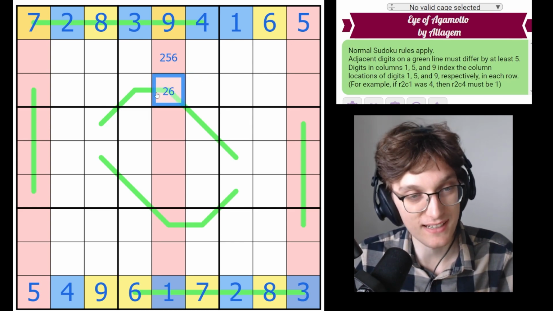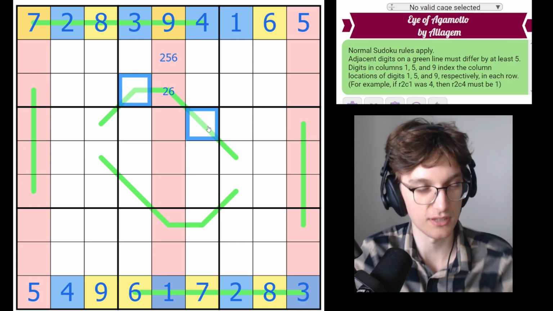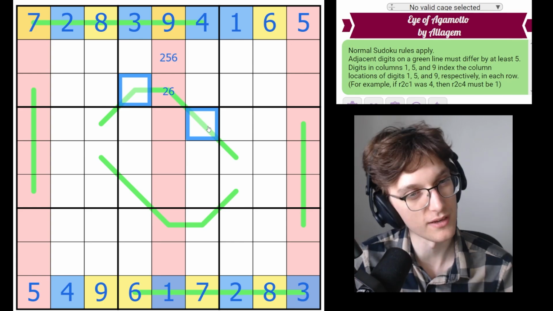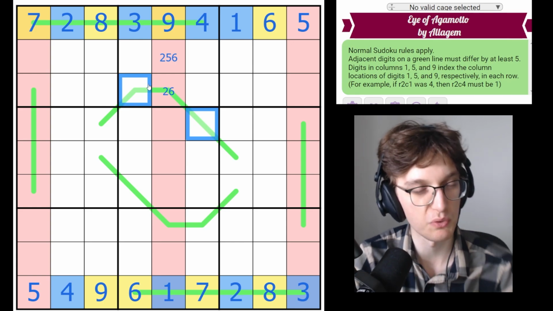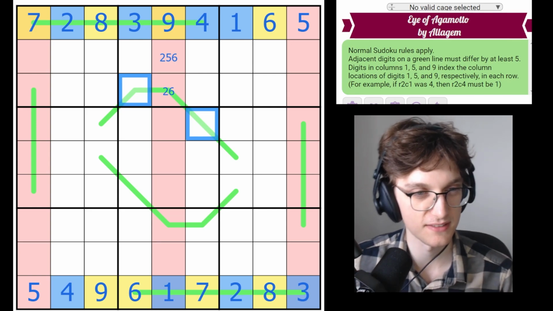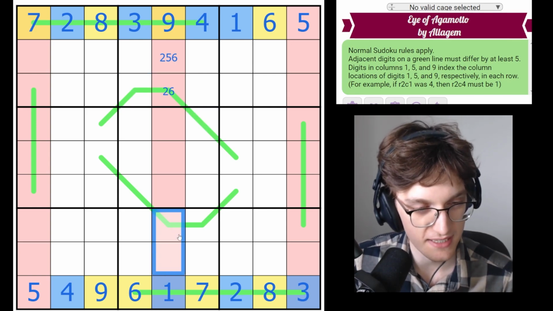Oh, and this can't be 6, because then both of the... Actually, that would be fine. Both of those can be 1, right? Can they be? Yeah, both of those can be 1. Okay, I have a feeling this is the right idea. Let's do the same thing down here.